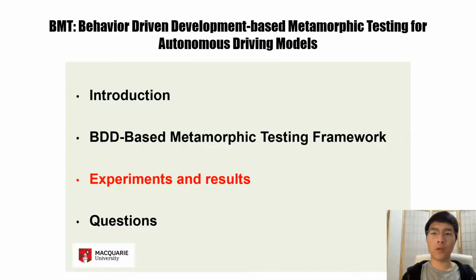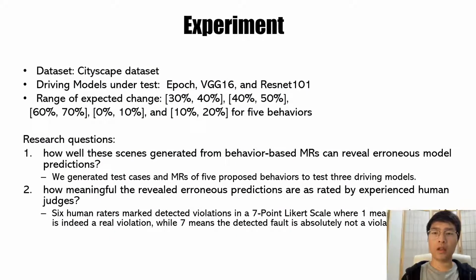Now I will introduce the experiment settings and the results. In the experiment, we trained 3 driving models with different network architectures, Epoch, VGG16, and ResNet 101 on the Udacity dataset. The threshold of expected change of each proposed behavior was set as the slide shows. We mainly studied 2 questions. The first research question is, how well can the scenes generated from behavior-based MRs reveal erroneous model predictions?